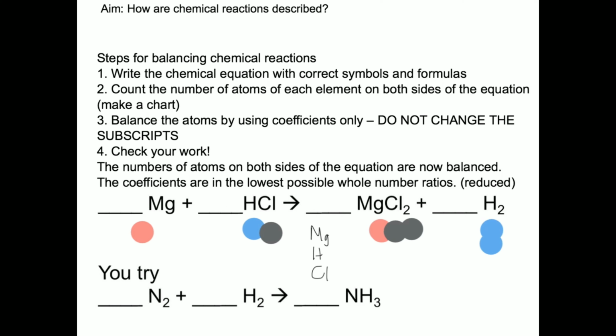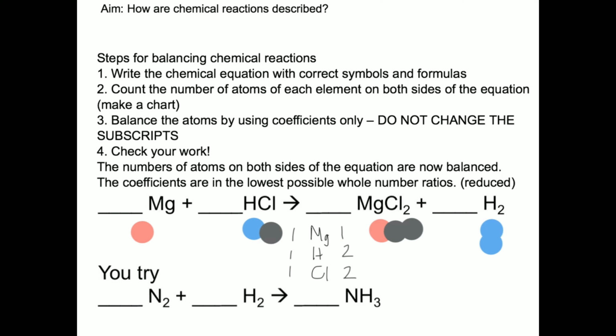Now we have to count the number of each element on each side of the reaction. There is 1 magnesium, 1 hydrogen, and 1 chlorine on the reactant side. But on the product side, there is 1 magnesium, there are 2 chlorine, there are also 2 hydrogen. So we can see that although the number of magnesium is balanced or the same on both sides, the number of hydrogen and chlorine are not.